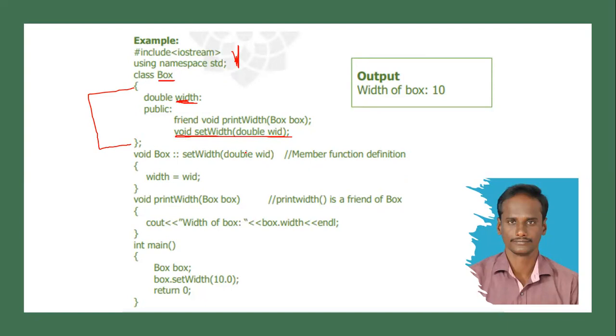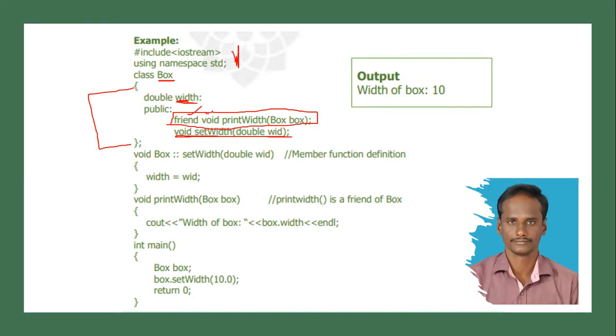Also, you know how we define a function inside the class and how we define a function outside the class. We had a separate lecture for that. If you have not understood, first see the lecture on class member functions inside and outside the class, right? So here we have defined one member function called void setWidth with one parameter, double wid. And see here, the same declaration, but it is preceded with the keyword friend.